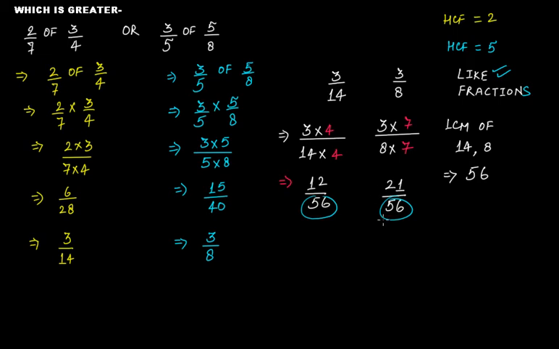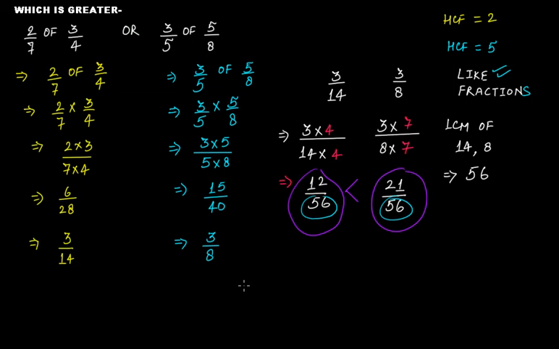All these things we have discussed when we were learning about fractions. There we learned how we compare two fractions. The step is, first convert them into like fractions, and when you get the like fractions, then you simply compare the numerators. So this is 12, this is 21. Which one is greater? Of course 21 is greater. Therefore 21 by 56 is greater than this 12 by 56, right?